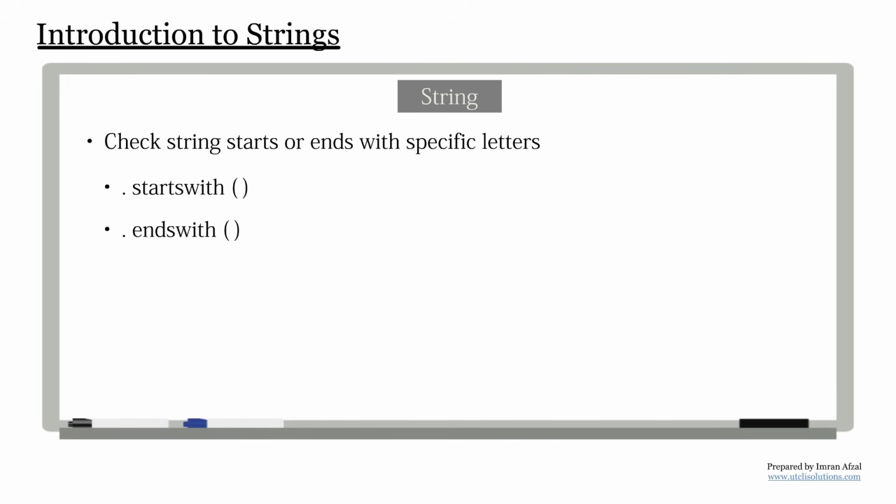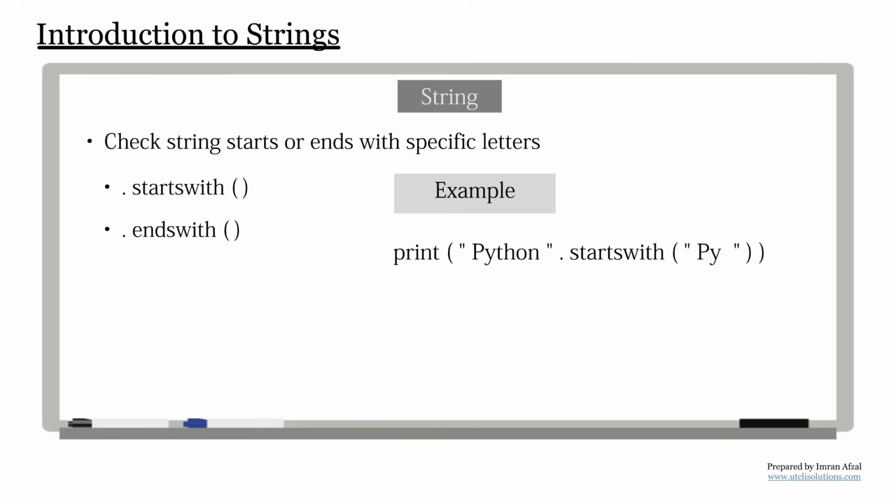And if you want to check whether a string starts or ends with specific letters, you can use the .startswith() function or .endswith(). For example, "Python".startswith("Py") will check if Python starts with Py and returns True. These methods are helpful for cleaning and verifying text in Python.